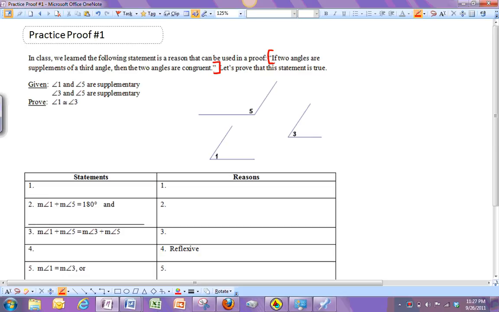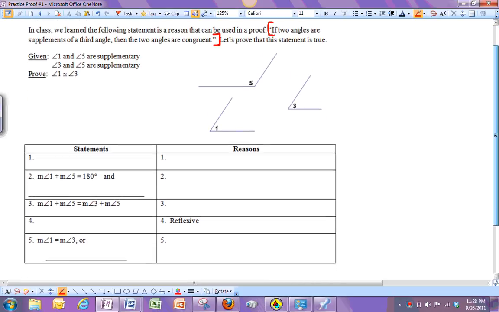Okay, so the if parts are given. If angle 1 and 5 are supplementary, so if these two guys are supplementary, so you should know that means they add up to 180. And at the same time, if 3 and 5 are supplementary, so these two guys should also be supplementary. So that's the given. And the prove is, if we know all that, prove that these two are the same. These are congruent. Okay? Alright, so let's take a look at what we have here.